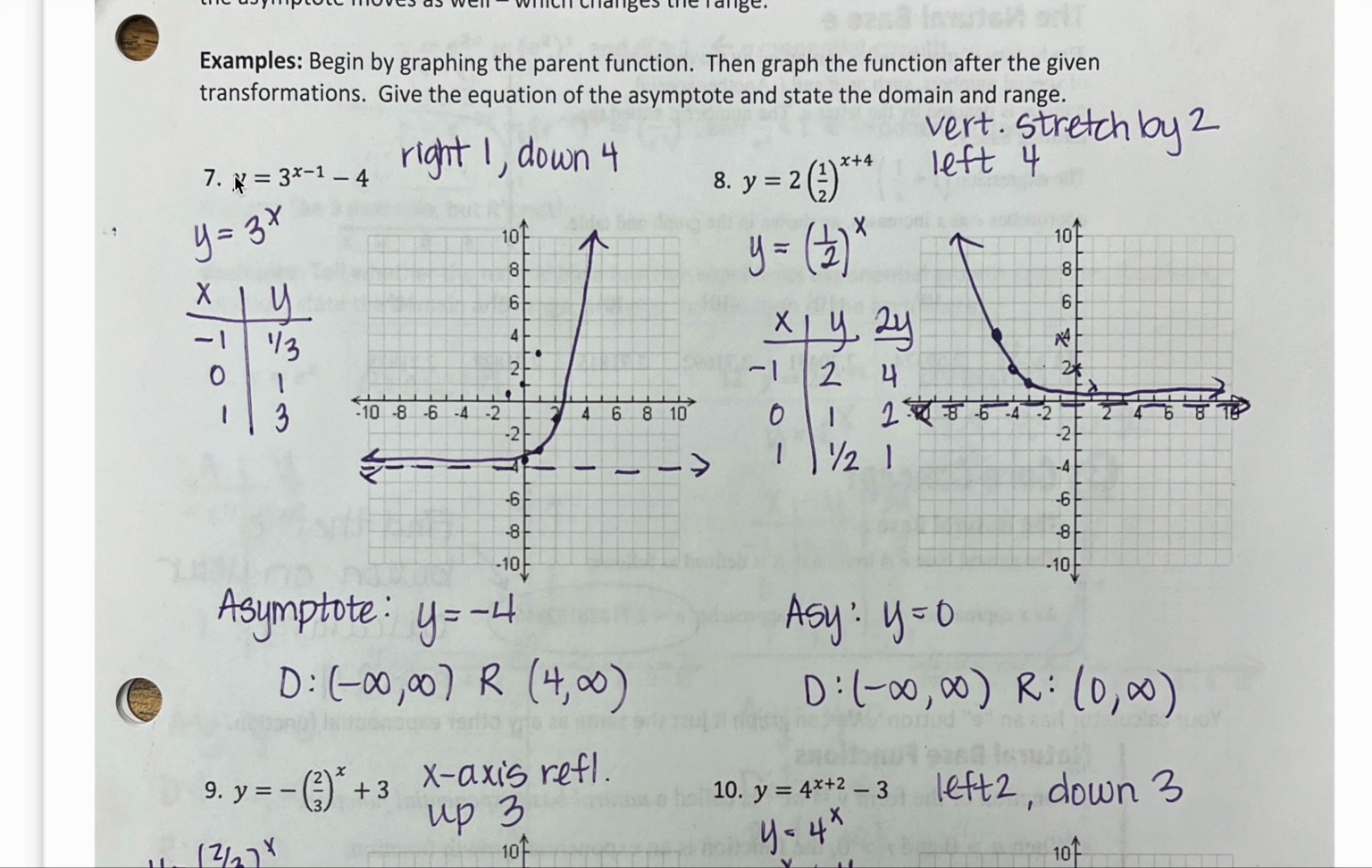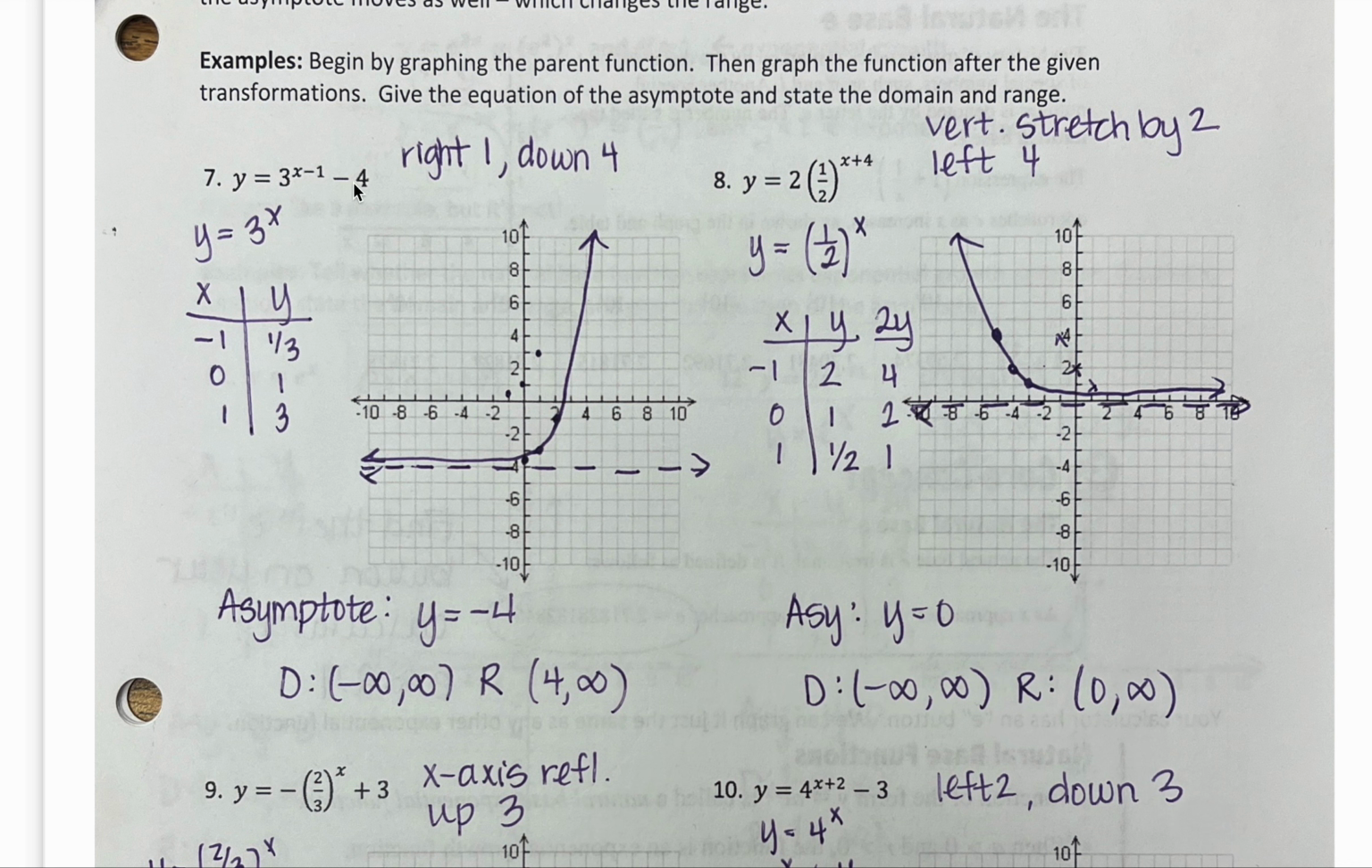So I have y equals 3 to the x minus 1 minus 4. That means we're going to go right 1 because the minus 1 is in the exponent, down 4. That's afterwards. The parent function is with no transformation, so that's just y equals 3 to the x. And I make my same table with negative 1, 0, and 1, as I always do. That's what these 3 dots are here, is my parent function. And then I just shift them right 1, down 4.